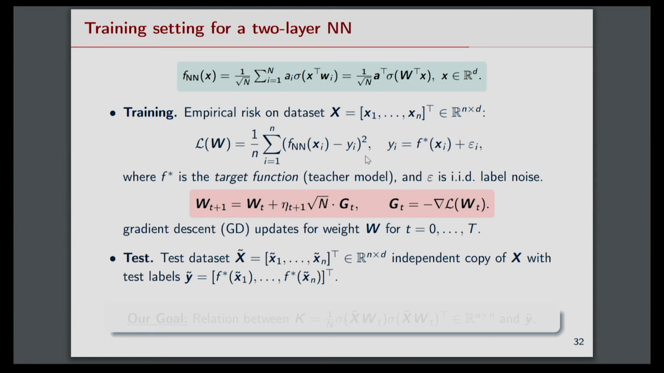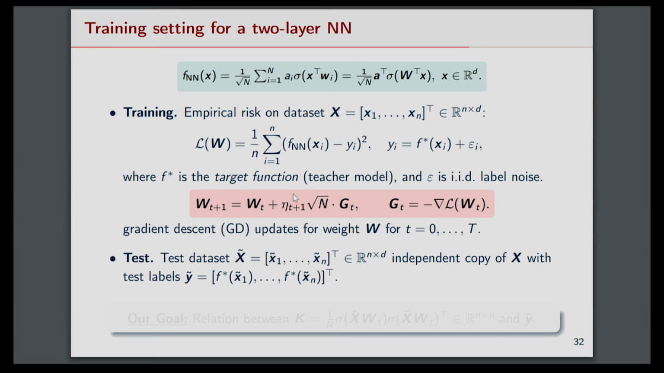Oh, by the way, the training label is generated from an unknown target function f star. You want to learn this target function. And the test label is just generated from this same f star nonlinear function.